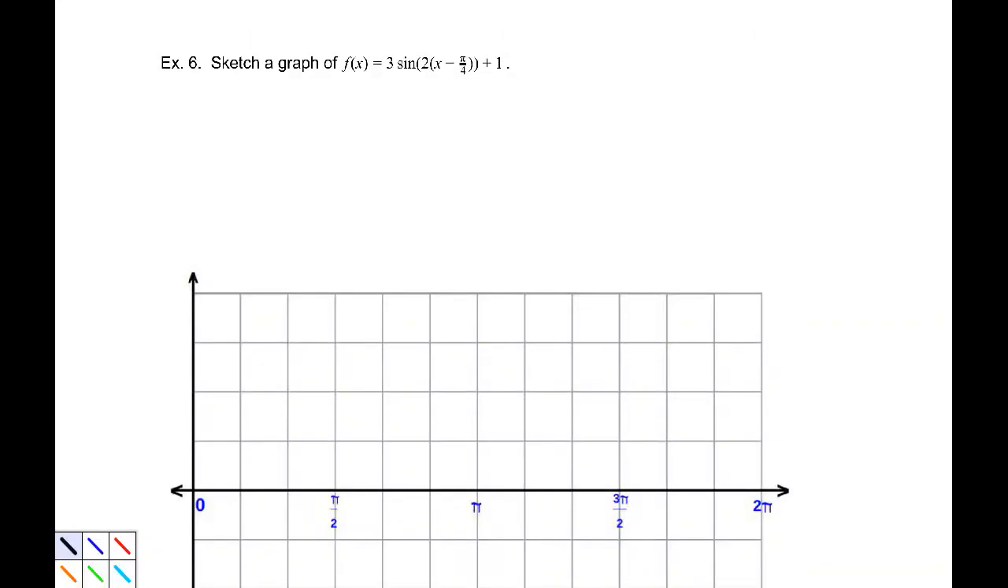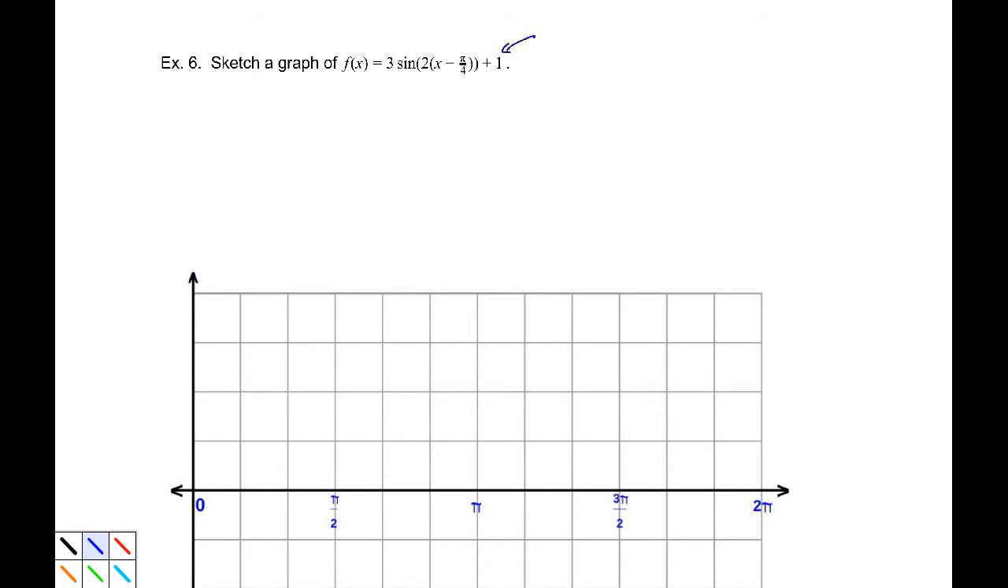Example 6. Sketch a graph of f of x equals 3 sine of quantity 2, quantity x minus pi over 4, plus 1. Let's see if we can graph this based on what we know about sine of x and what we also know about functions and transformations. So let's observe the equation real quickly.